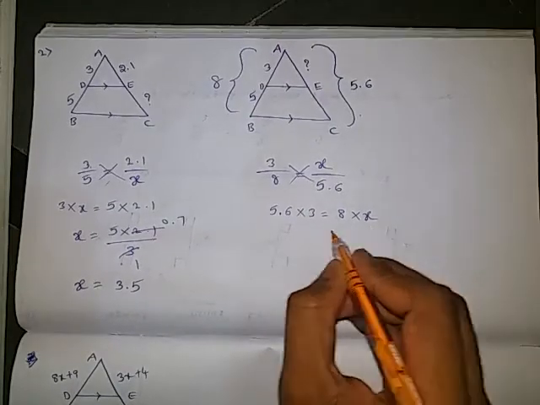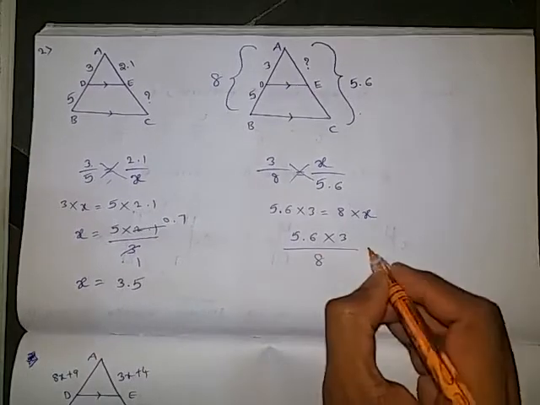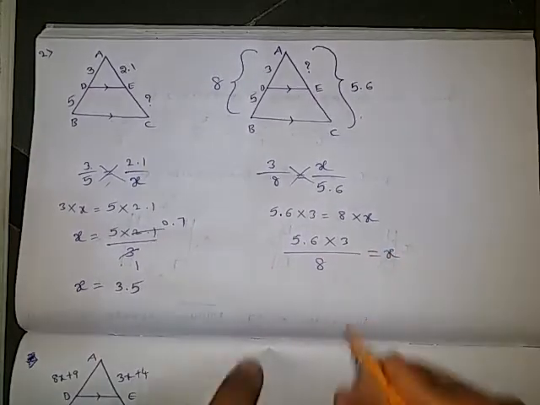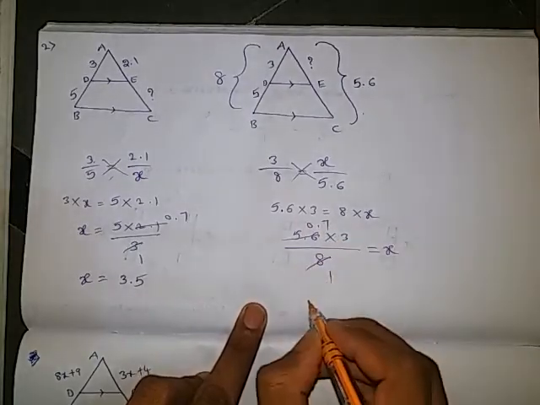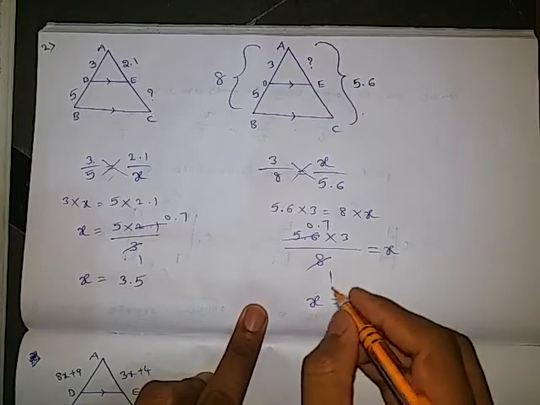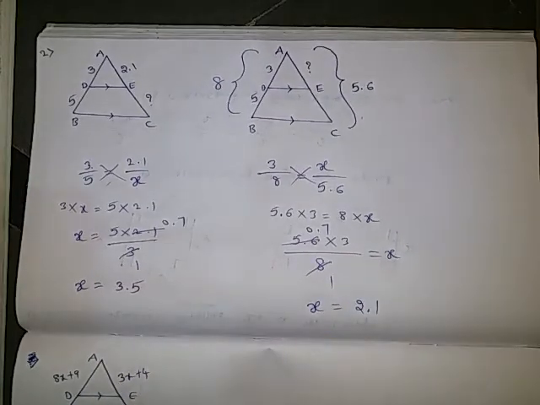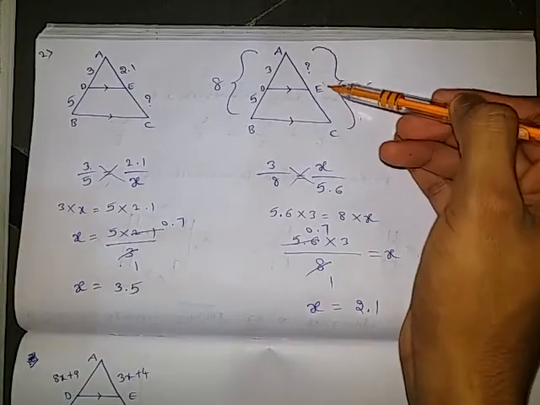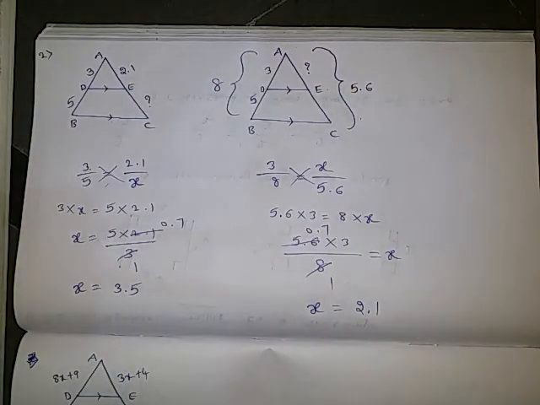Now we want the x value, so bring 8 to this side. 5.6 into 3 divided by 8 is equal to x. 8 ones are 8, 0.7s are 5.6. So x is equal to 0.7 into 3, that is 2.1. Here the missing value is 2.1.